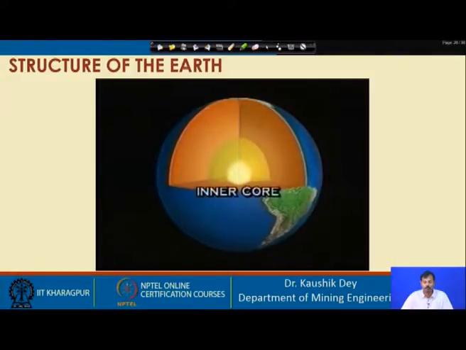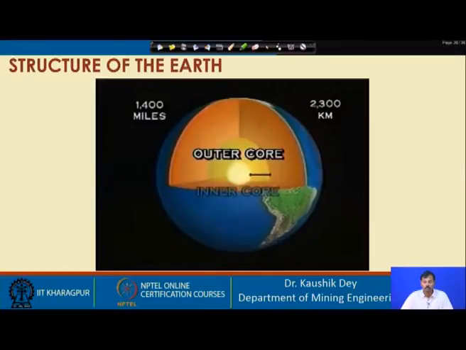The inner core is thought to be a solid metal ball about 750 miles or 1,200 kilometers thick. The temperature is at least 5,000 degrees Fahrenheit or 2,760 degrees Celsius. Surrounding the inner core is the outer core. This area is about 1,400 miles or 2,300 kilometers thick and is believed to be molten or liquid rock. Nickel and iron are probably the main elements of the outer core.